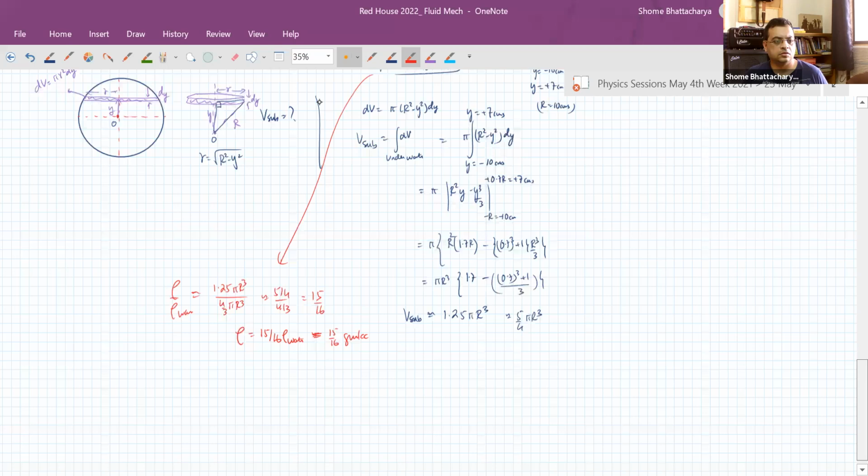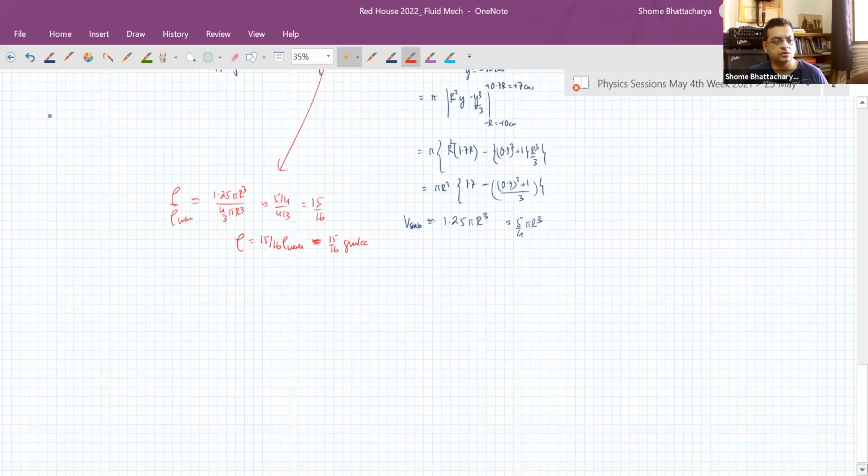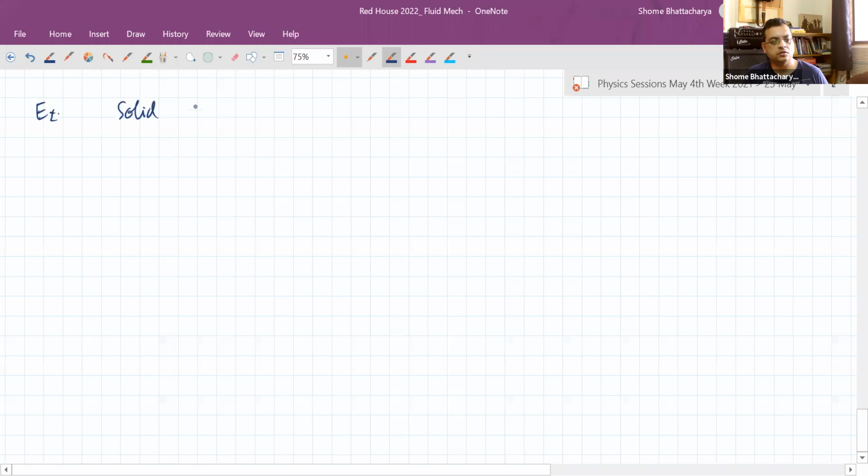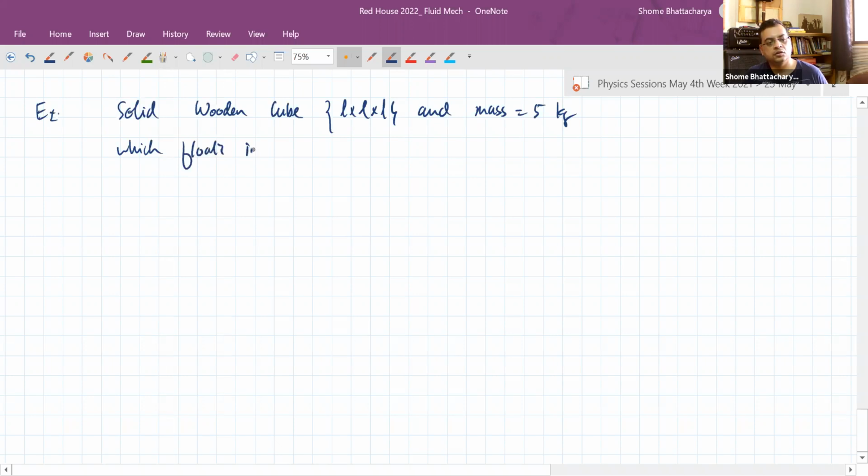Now another type of question. We have a solid wooden cube, okay, of dimension L by L by L, and mass equal to, let's say, 5 kg, which floats in water with 60% of its volume submerged.